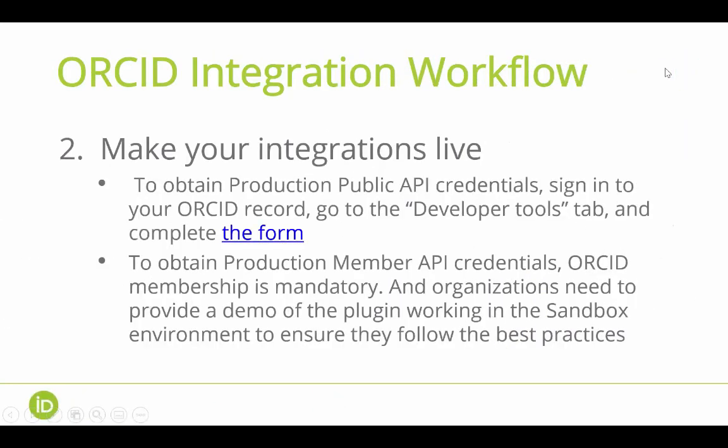Once you complete your test, the next step is to make your integrations live. For the public API, you can directly use it. You just go to the public production ORCID registry, ORCID.org, and sign in to your ORCID record. Likewise, you go to the developer tools and you can start to use the public API. But if you are a member organization and want to use the production member API, ORCID membership is mandatory. You need to contact us and we will work with you to let you know how to bring your integrations live.